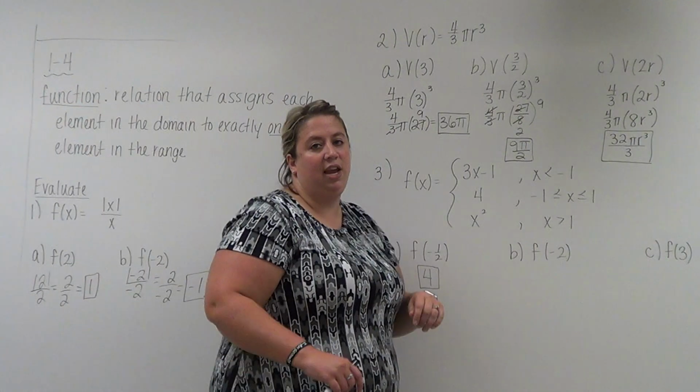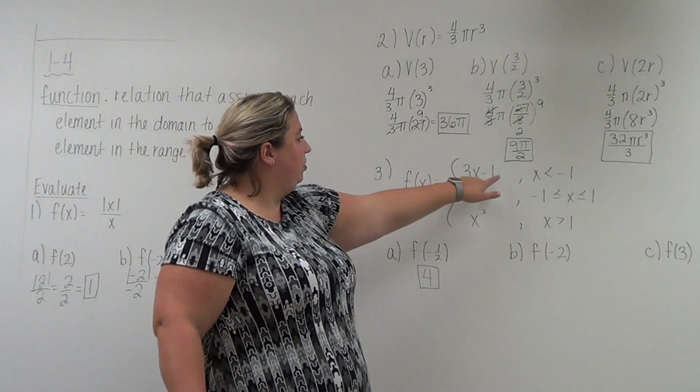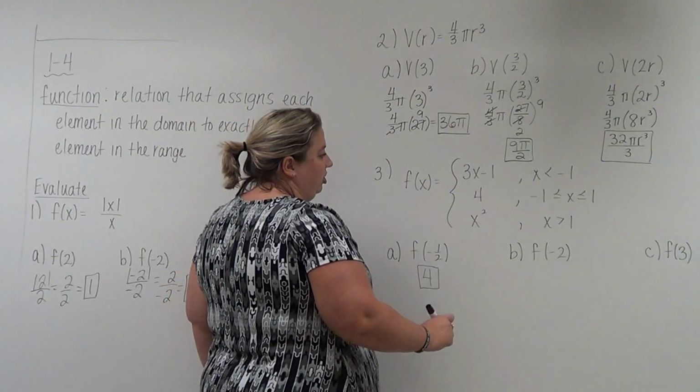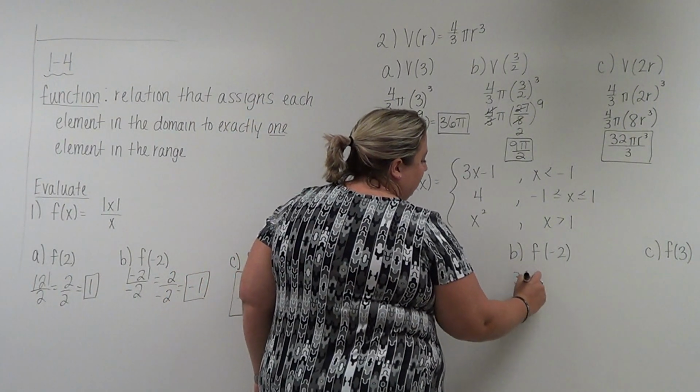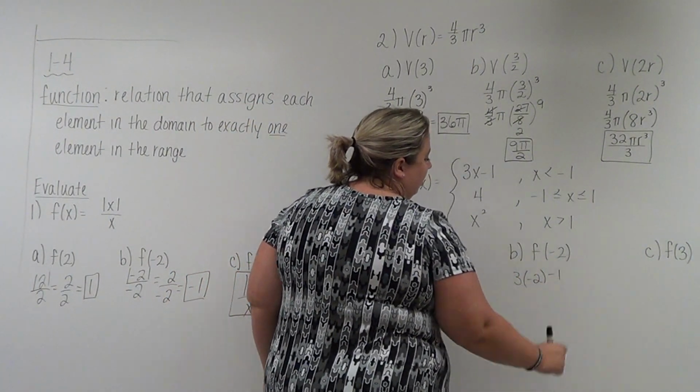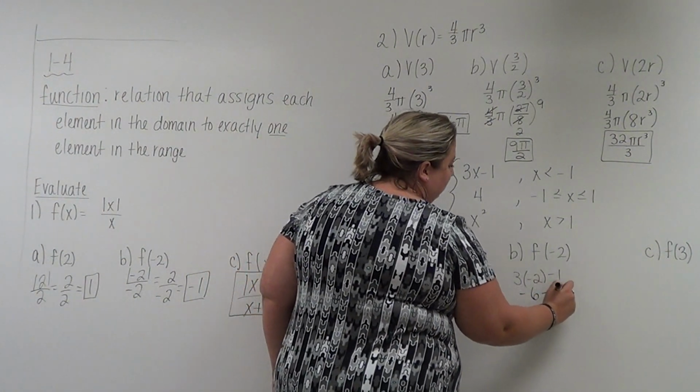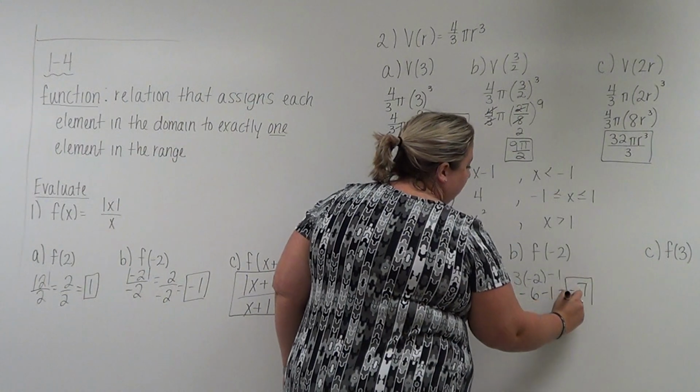Okay, the second one, -2. So -2 is less than -1, so we're going to use this first function. So this would be 3 times -2 minus 1. So this would be -6 minus 1, which is -7.